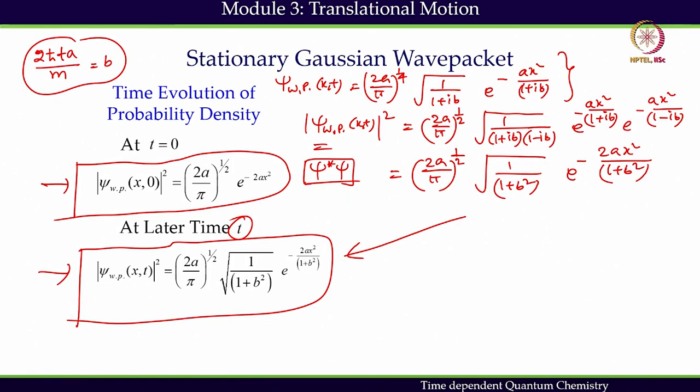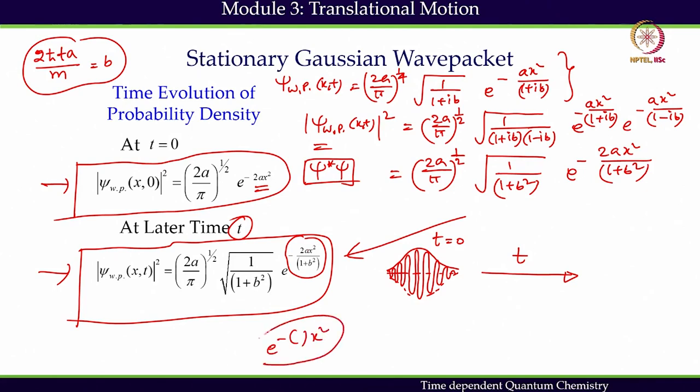One thing is quite clear from here: if I start with a particle represented by a Gaussian wave packet, this was at t equals 0, this is Gaussian, we see that even after many times, when the particle has propagated, it is still remaining Gaussian. There are some changes going on, we have to find out what kind of changes, but the form e to the power minus something multiplied by x square is still maintained. So it is still a Gaussian function.